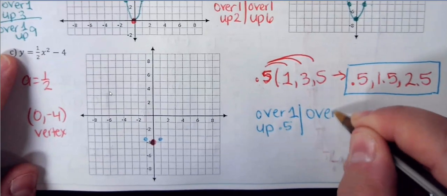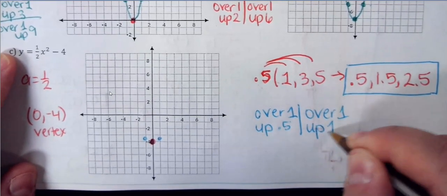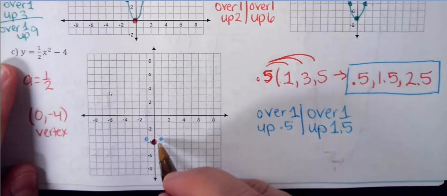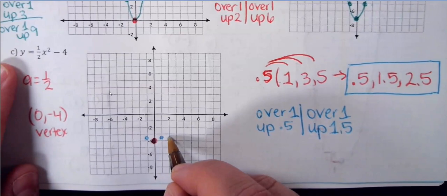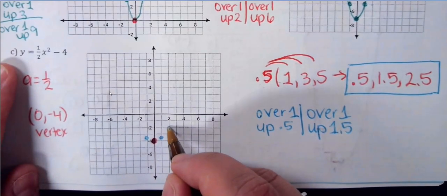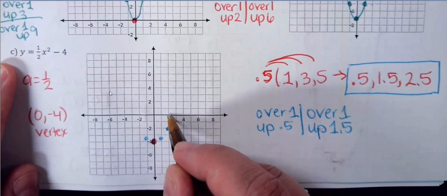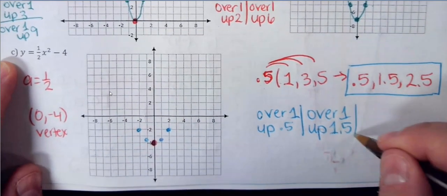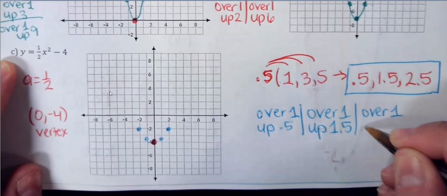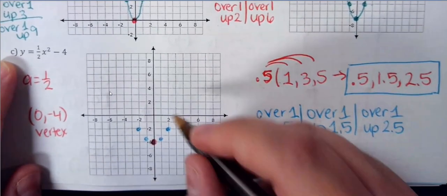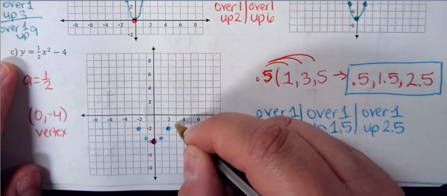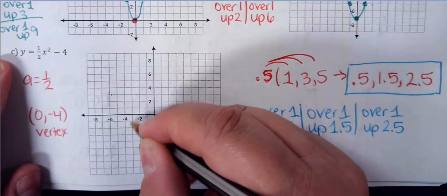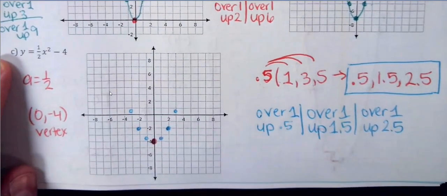Now, from there, I'm going to go over 1 and up 1.5. That will actually put you on a nice point. So I'm on the halfway part. I'm going to go over 1, up 1.5, should put you right on (2, -2) and (-2, -2). And then I'm going to do that just one more time. Over 1, up 2.5. And again, now I'm right on a corner. So it'd be at the point like (3, -1.5) and (-3, -1.5). And just kind of estimate where the half would be.